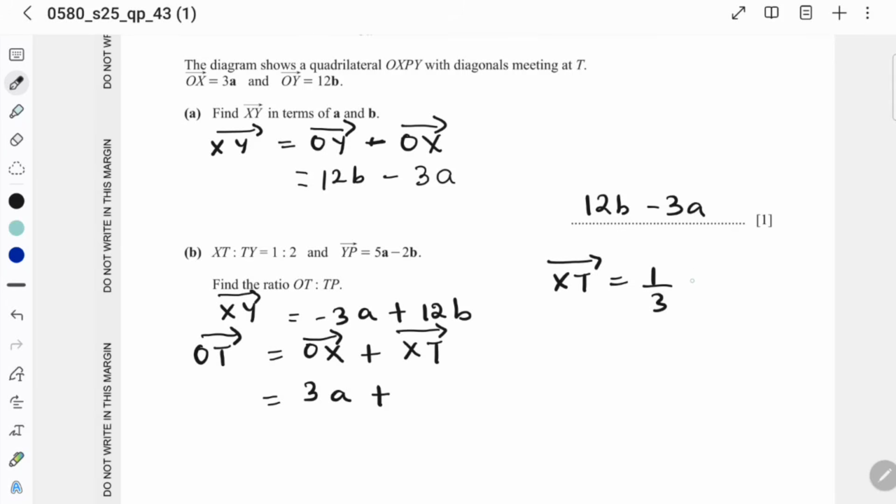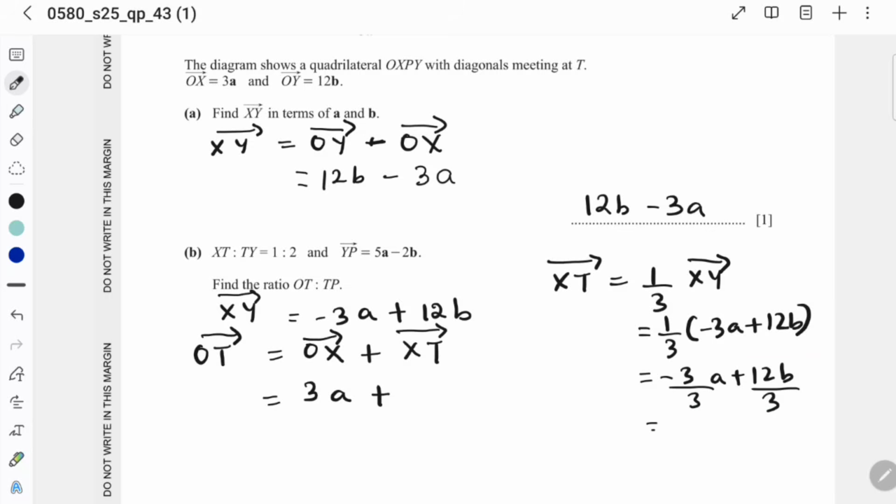And XY is already there, which is minus 3a plus 12b. Now just separate it: 12b upon 3, so that is minus a plus 4b. Cancel it and then you will get it. So XT we have found, that is minus a plus 4b.